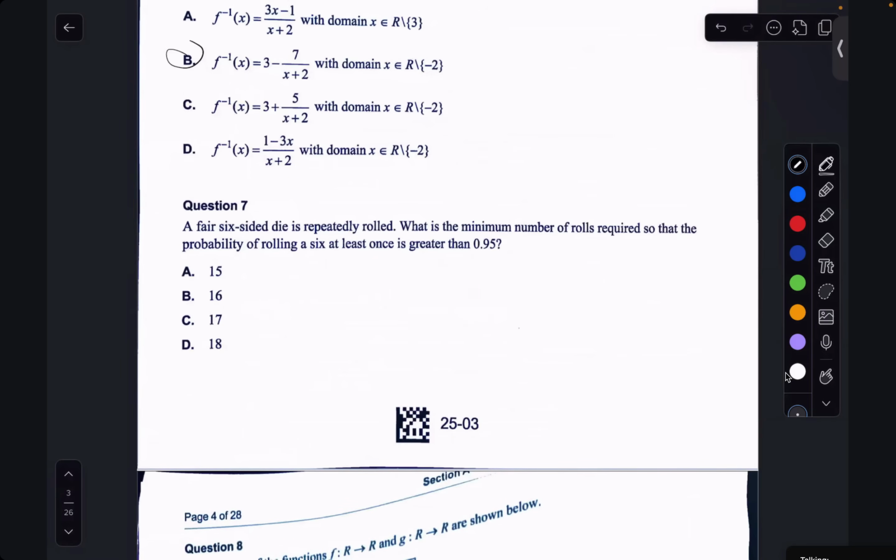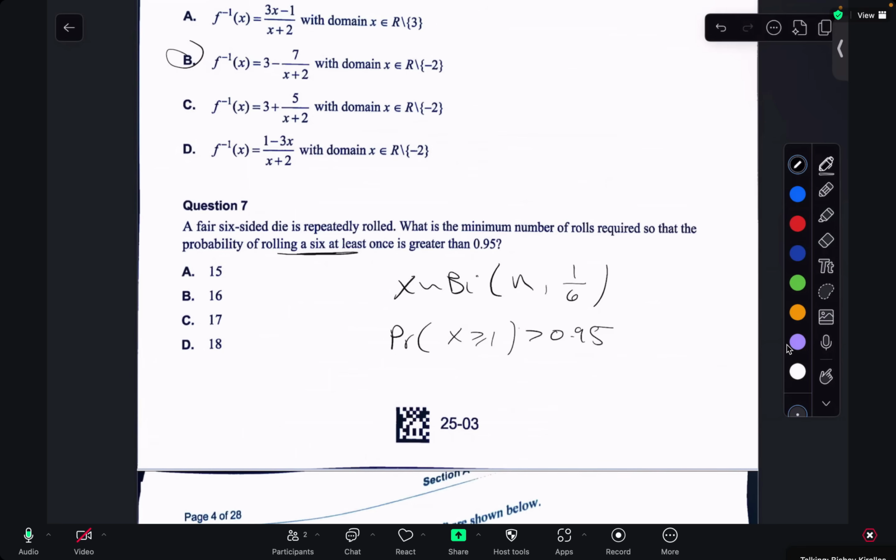A fair 6-sided die is repeatedly rolled. What is the minimum number of rolls required so that the probability of rolling a 6 at least once is greater than 0.95? So we've got a binomial distribution. We don't know the number of trials, and the probability of rolling a 6, that's 1/6. And we want to know the probability that x is greater than or equal to 1 to be greater than 0.95. So we can do an inverse binom n.